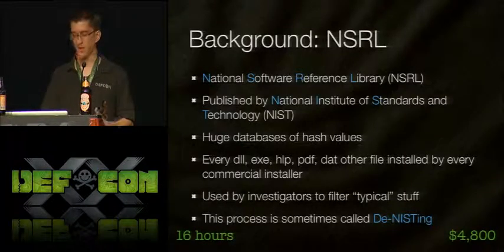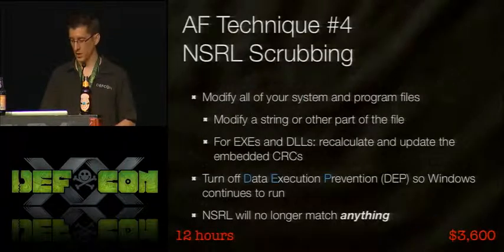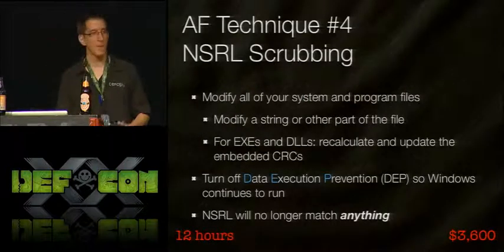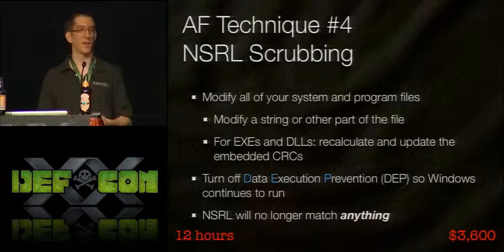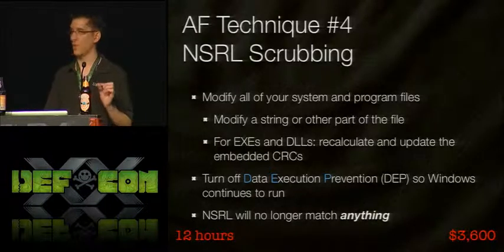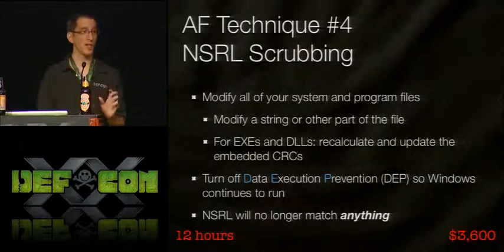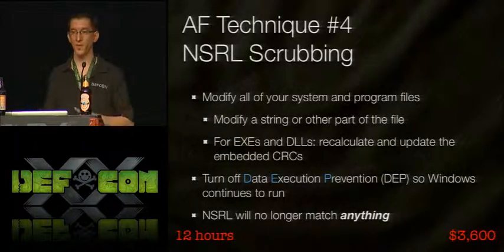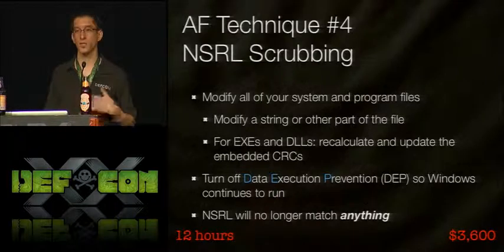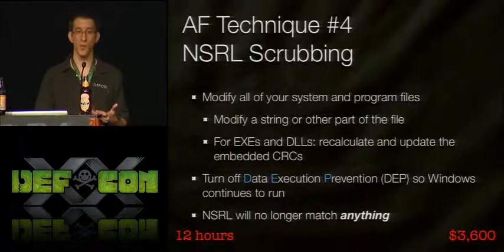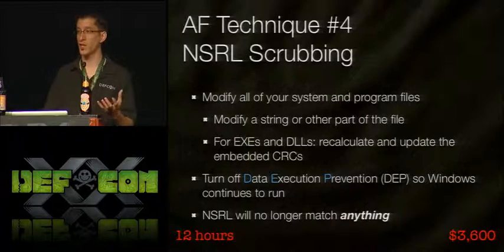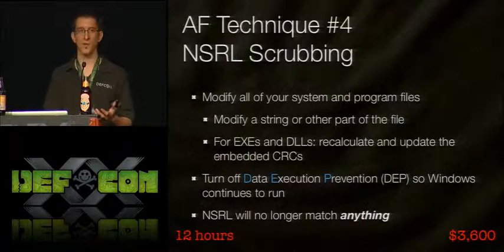This next technique is basically using this against the investigator, NSRL scrubbing. Basically, if you were to modify every single file on your file system to be subtly different, even just 1 byte off, if you were to take a string that's in the file and change it, the hash of that file will not match anything that's in the NSRL. So when your investigator goes to try to suppress all of these common files, so he's only looking at your stuff, all of the files for Office and Windows and everything else will still be there.